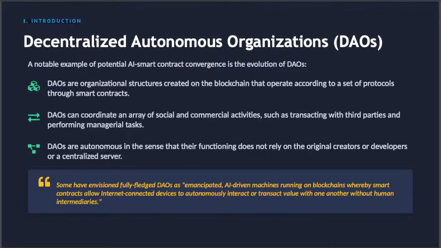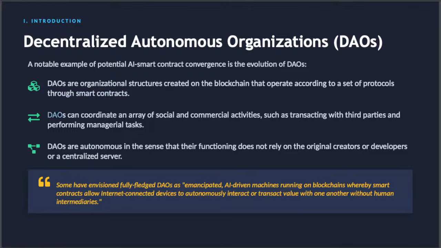All right, let's break this down a little bit more with the decentralized autonomous organizations, the DAOs. Now, I know we talked about this in the previous presentation, and it was rather disturbing and frightening. But let's look at some examples of these that are probably of the less disturbing type. A notable example of potential AI smart contract convergence is the evolution of decentralized autonomous organizations. So DAOs are organizational structures created on the blockchain that operate according to a set of protocols through smart contracts. Okay, it sounds very benign at this point, but listen to this.